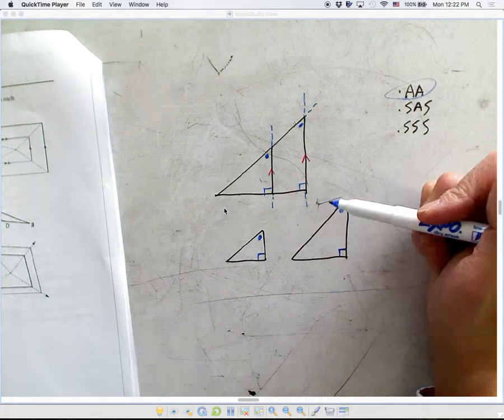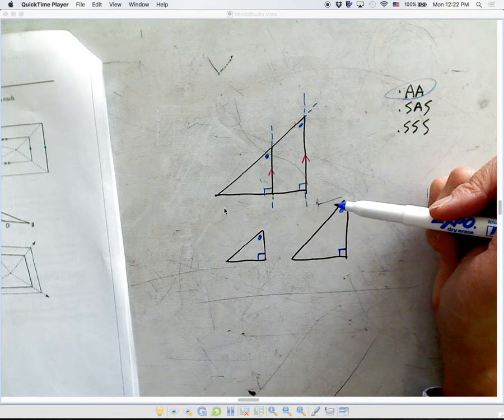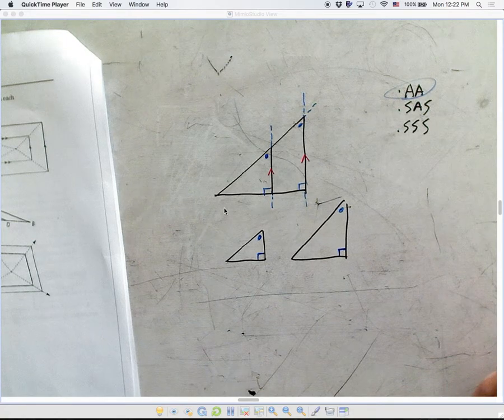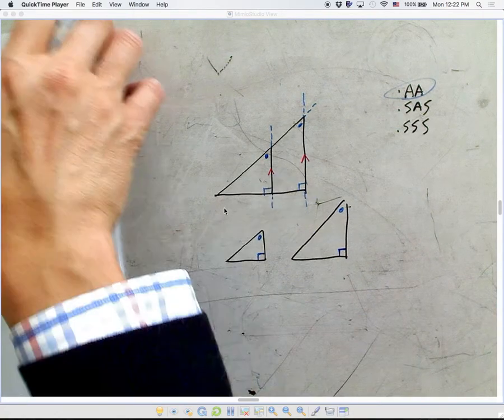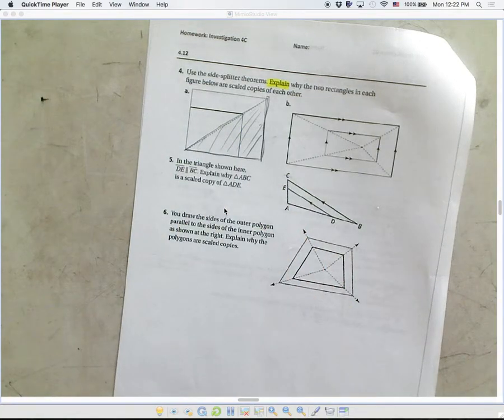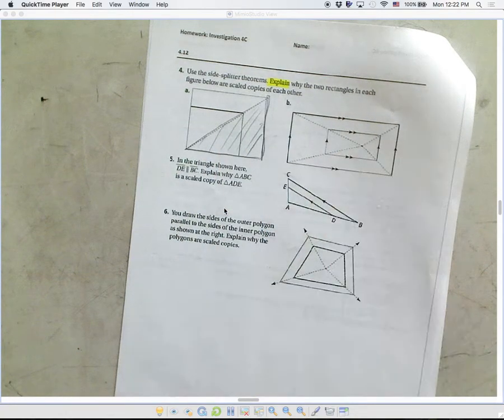Okay, so with the information, I want you to write out or explain why. Write out the nice clean statement that shows that these two rectangles in each figure below are scaled copies of each other. So those are the hints. Okay, and you can use that idea for part B as well.